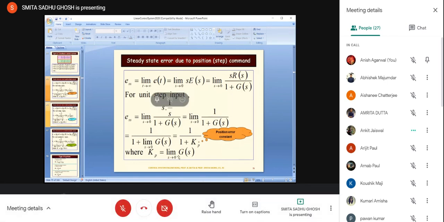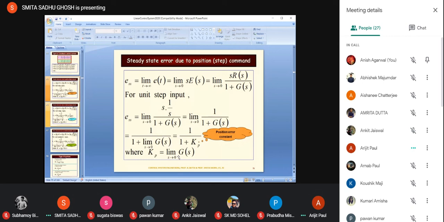Position error constant, infinite. Transfer function 1 by infinite, infinite again, and ess is equal to 1 by infinite, which is equal to 0, right? So by using different type 1 transfer functions, you can check that the steady state error is essentially going to be equal to 0 if you are applying a step input to such a system.